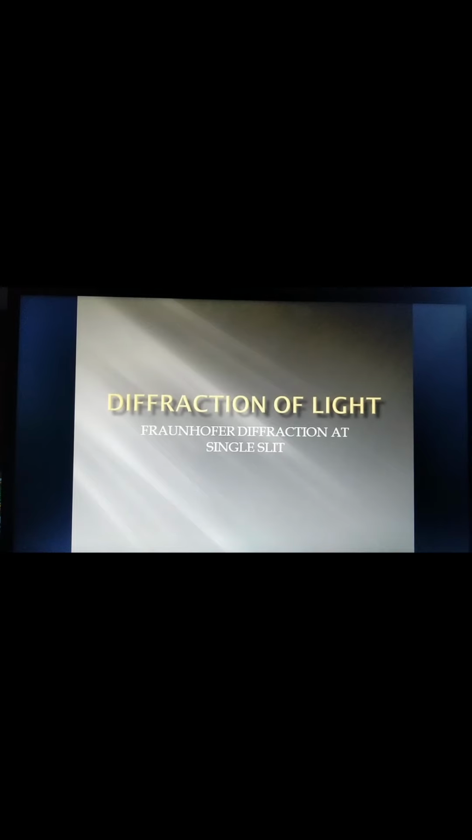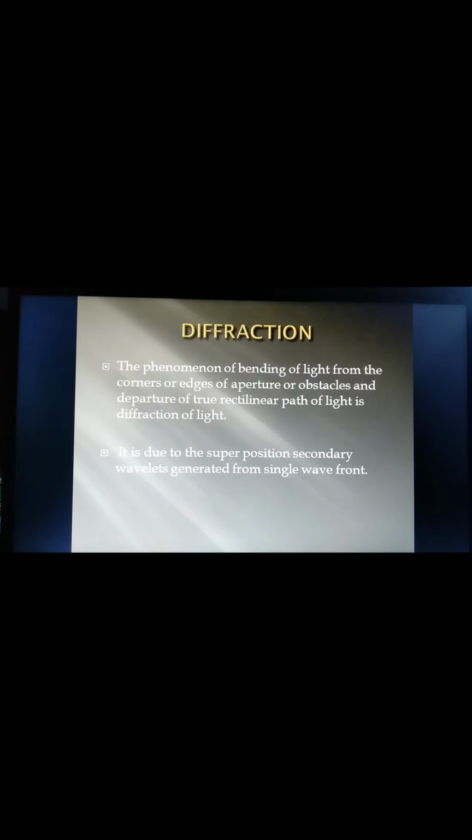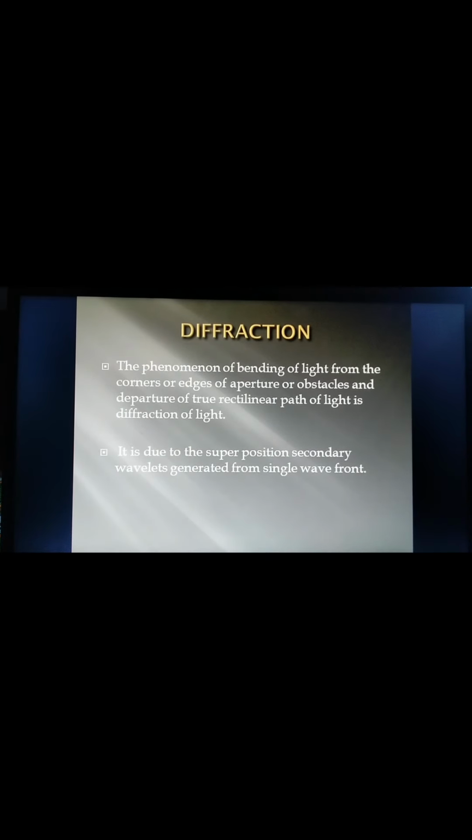Today our topic is diffraction of light, and in this topic we will specially know about Fraunhofer diffraction at a single slit. Before that, first we need to learn what is diffraction. Diffraction is basically the phenomenon of light in which light gets bent or departed. Whenever in the path of light there is an obstacle or an aperture, what happens actually? Light gets bent towards the corners or the edges of the aperture or the obstacles.